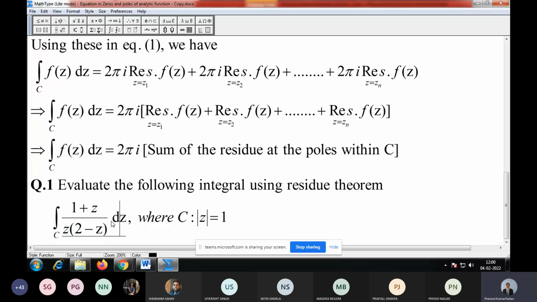Why pi i, without solving? Yes, please. So we have a next class, sir. Yes, I'm going to stop it.